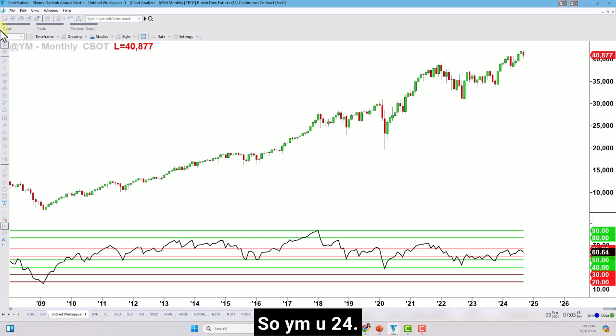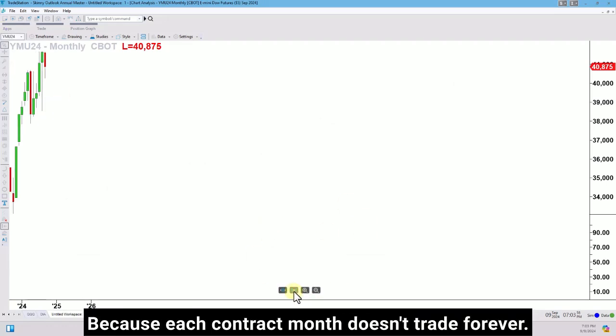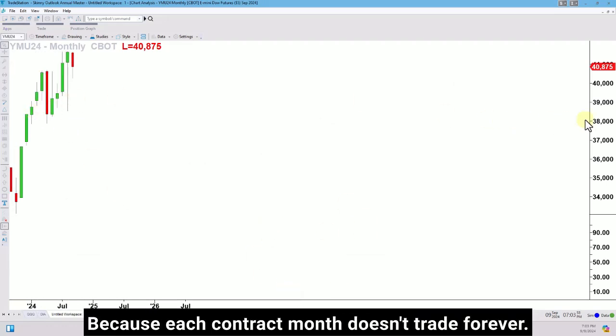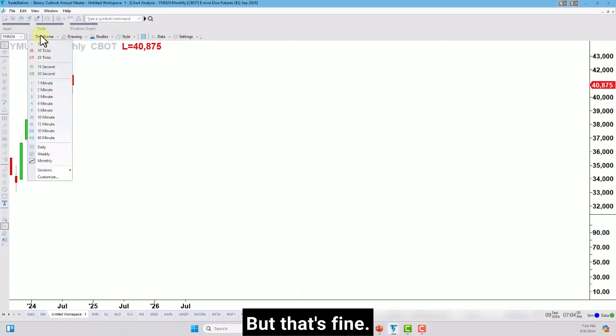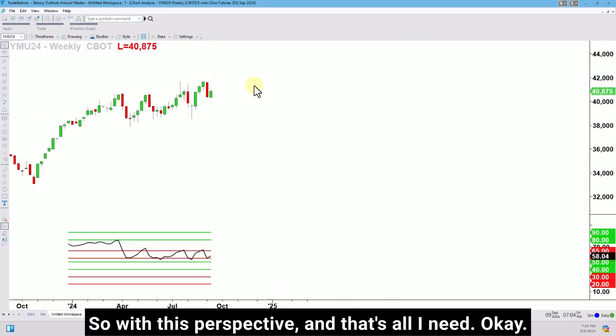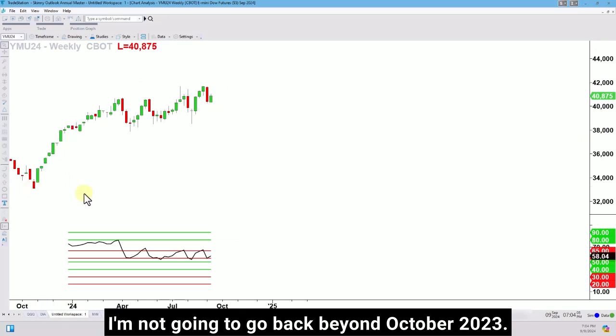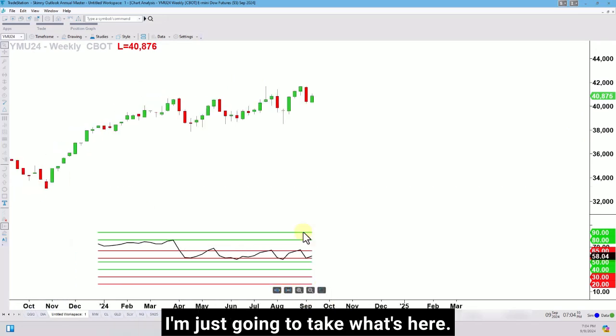YMU24. Here we go. This is the monthly chart. You can see there's not a whole lot, okay? Because each contract month doesn't trade forever. But that's fine. We're going to change that to a weekly time frame. We'll have a bit more data. With this perspective, that's all I need. I'm not going to go back beyond October 2023. I'm just going to take what's here.